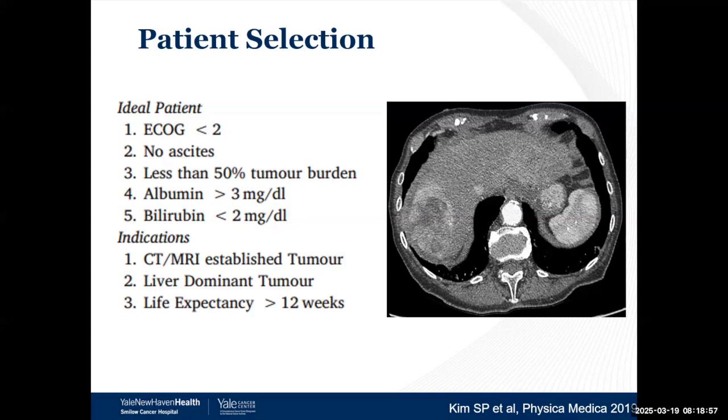Indications should be established using cross-sectional imaging, CT or MRI. You should have a liver-dominant tumor, so someone who has diffuse metastatic disease, bone mets, or lung mets is clearly not a great candidate for locoregional therapy. And life expectancy over 12 weeks should also be baseline, because if someone is really about to die, you will not help him or her with a TACE, unless you want to palliate symptoms and pain.